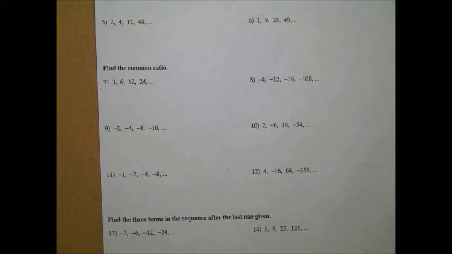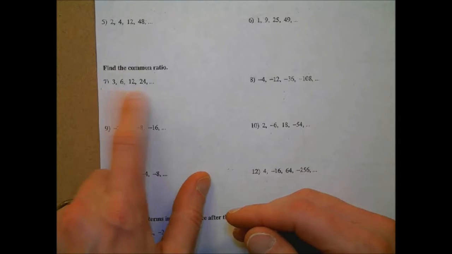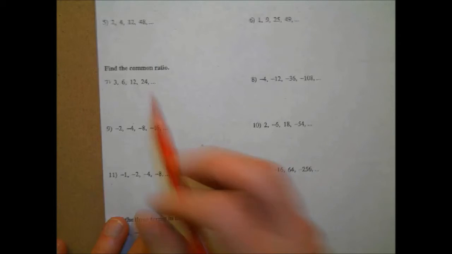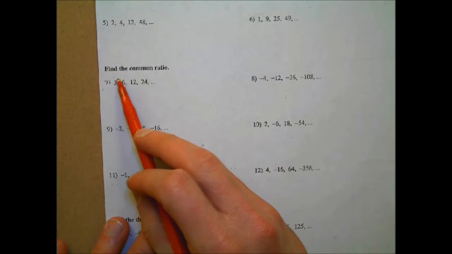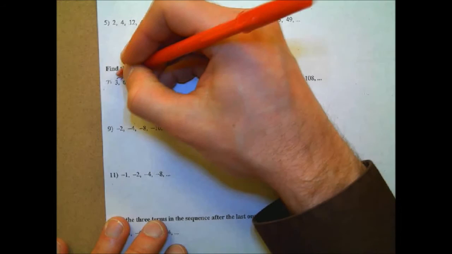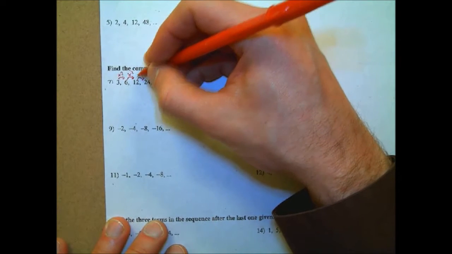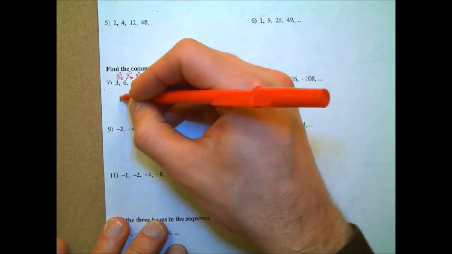Cameron, let's take a look at number 7. What's the common ratio here? So, 2, yeah? 3 times 2 gives us 6. 6 times 2 gives us 12. 12 times 2 gives us 24. That's right. So r is 2.